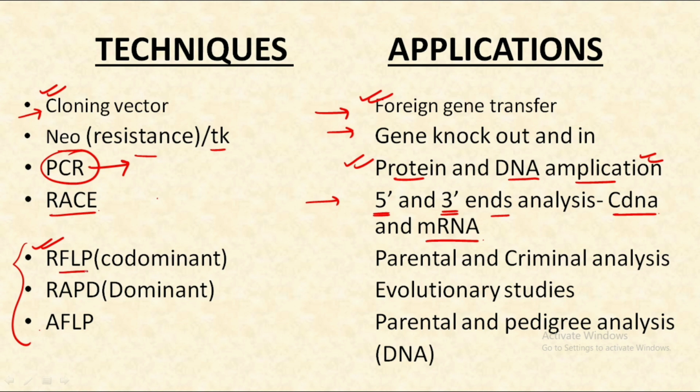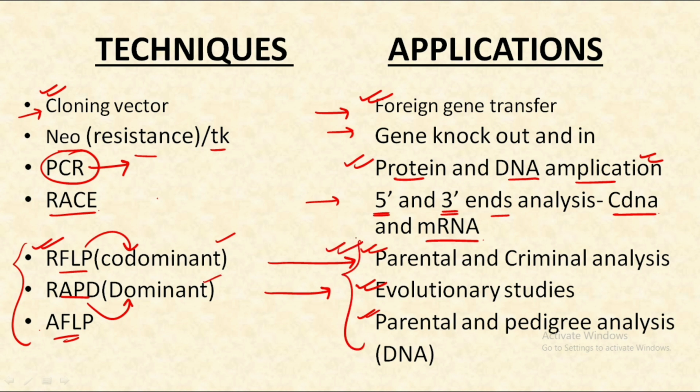Then we have three important molecular markers. First one is the RFLP, which is of codominant nature, and it is mainly used for parental and criminal analysis. Then we have RAPD, which is of dominant nature, mainly used for evolutionary studies. Then we have AFLP, which is mainly used for parental and pedigree analysis. Make sure you remember the three molecular markers, which one of them is codominant, which one is dominant, and their important applications, because they have often been repeated in one form or the other.